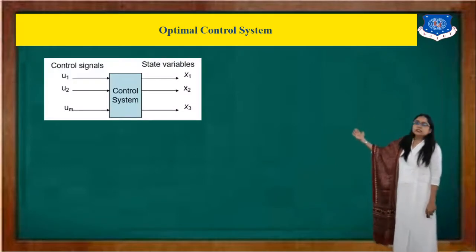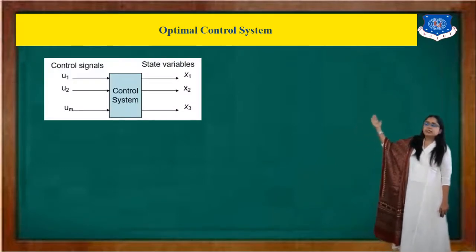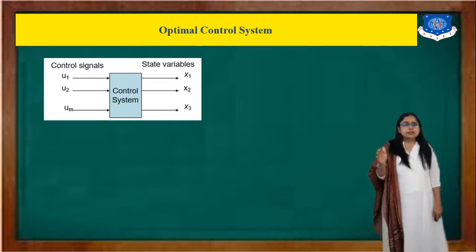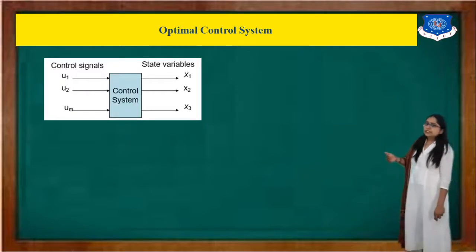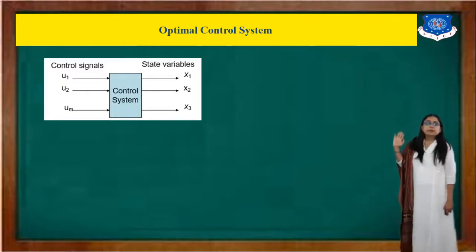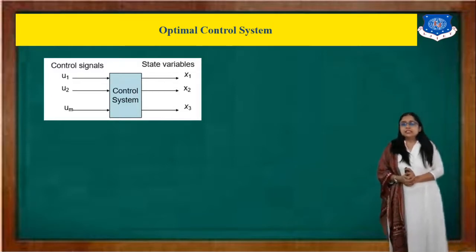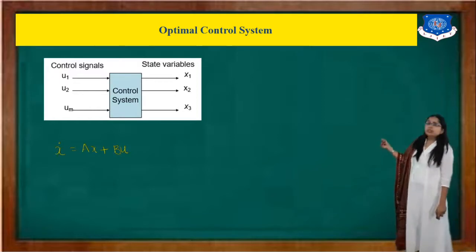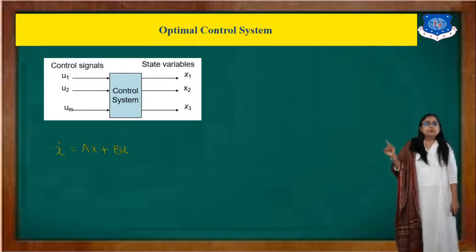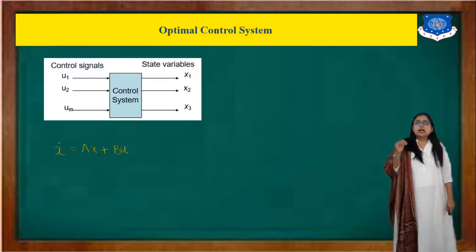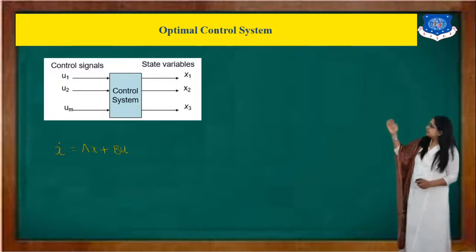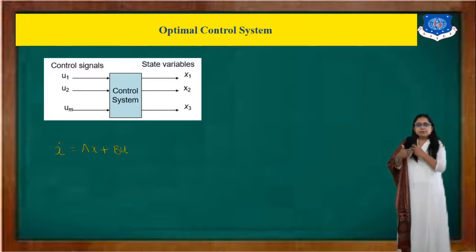For example, this is one system. Already we discussed, right? That is u1, u2 and un. Those are my inputs, and the state variables are x1, x2 and x3, and here one control system is there. Now if you remember, in the state space representation we write one equation. That equation is x dot equal to Ax plus Bu. Now, our task is to find the minimum performance index in this particular type of system. So, step by step, we will derive this.